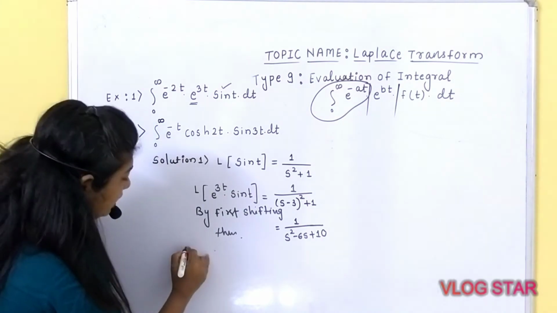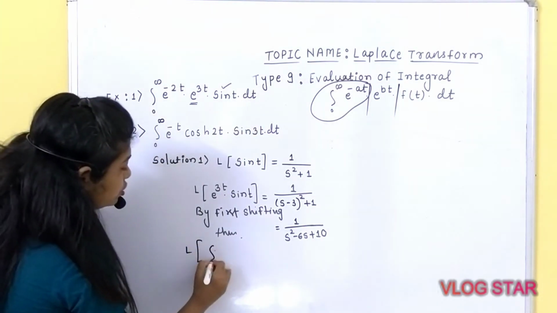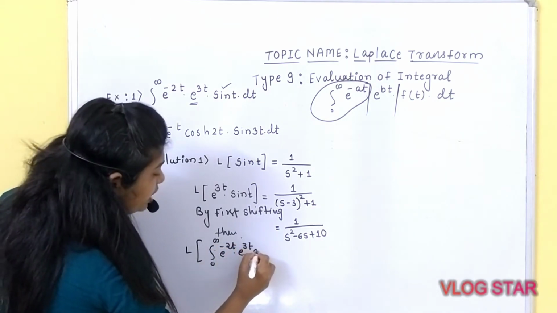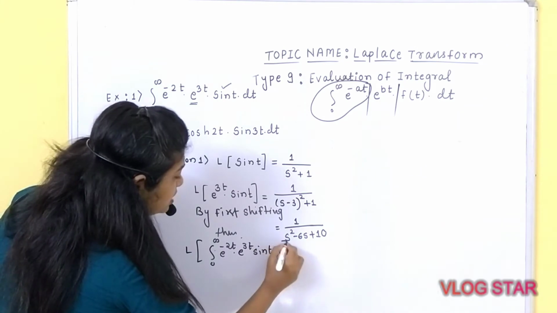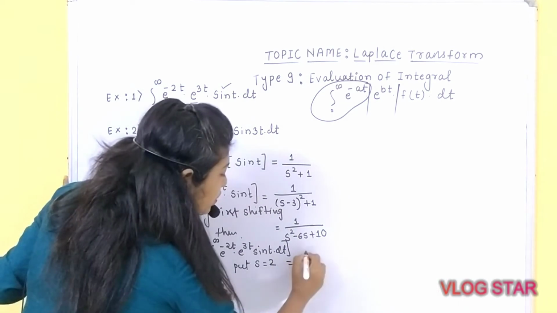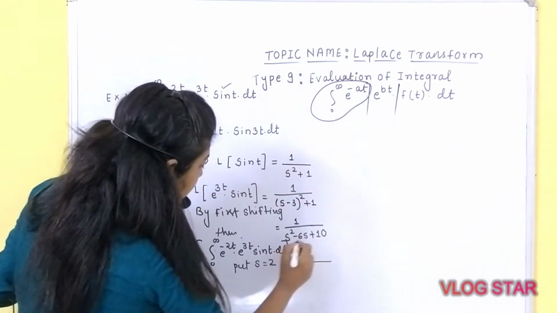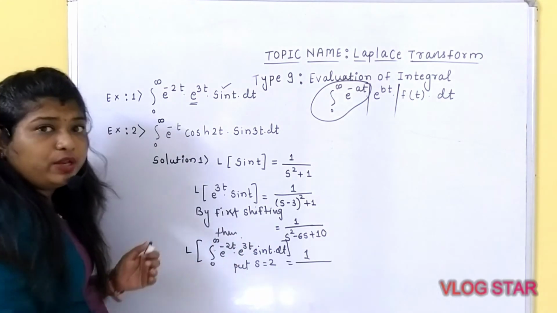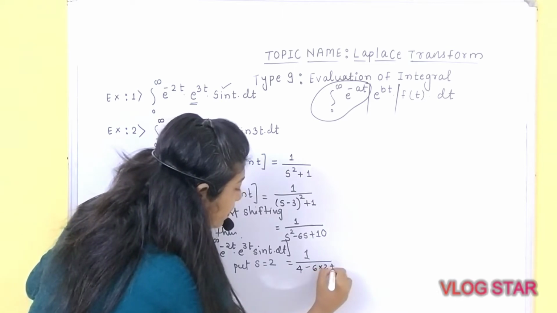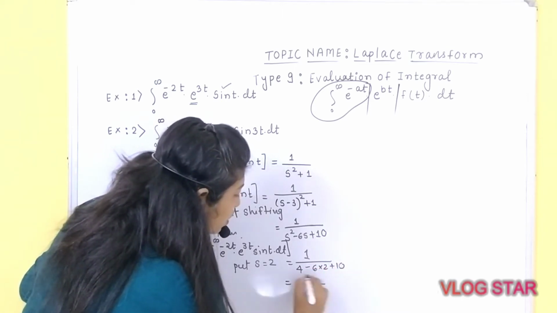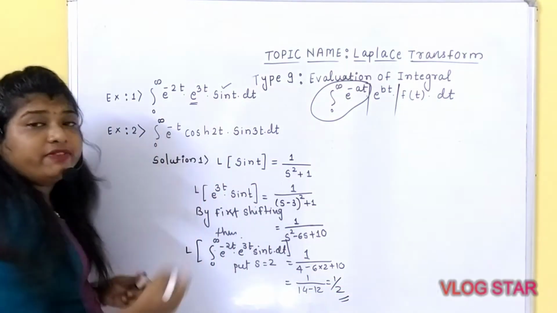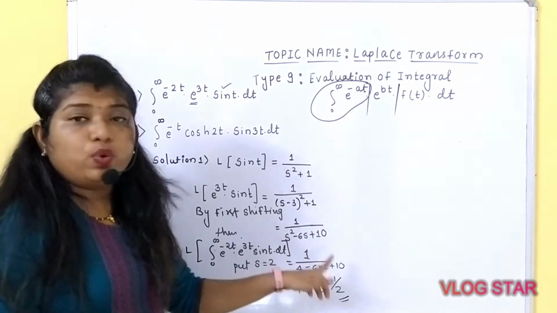I need to calculate the Laplace of this function. So by evaluation of integral, we have to substitute s is equal to 2. If I substitute s is equal to 2 in this answer, can you tell me what the final value would be? You will get 2 square, that is 4, minus 6 into 2 plus 10, which is equal to 1 upon 14 minus 12. The final answer for this evaluation of integral is equal to 1 upon 2.